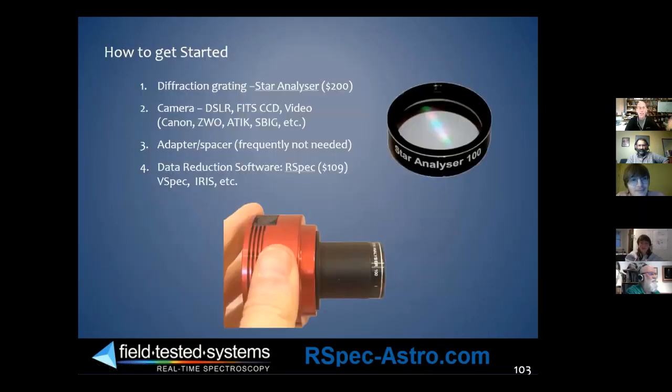Okay, how do you get started? Let's race through these and be done with it. Diffraction grating, I mentioned.